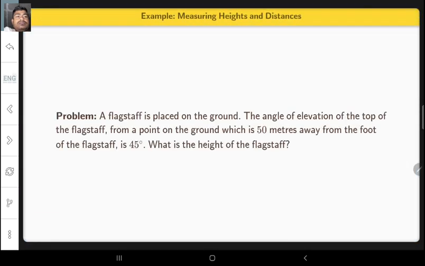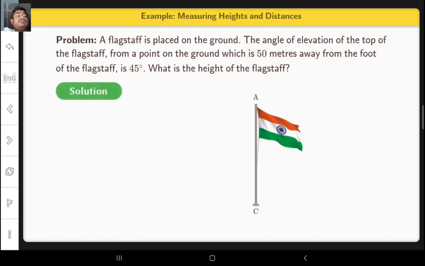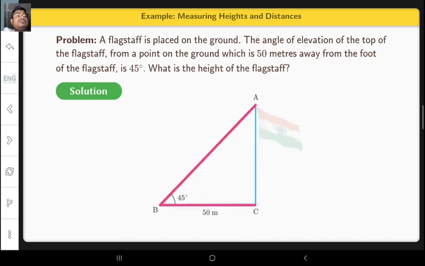Let's look at the application of trigonometry in solving an everyday problem. A flagstaff is placed on the ground. The angle of elevation of the top of the flagstaff from a point on the ground which is 50 meters away from the foot of the flagstaff is 45 degrees. What is the height of the flagstaff? Let AC be a flagstaff standing on the ground, and B the point from which the observer is looking at the flagstaff. Now, angle B is the angle of elevation of the top of the flagstaff.